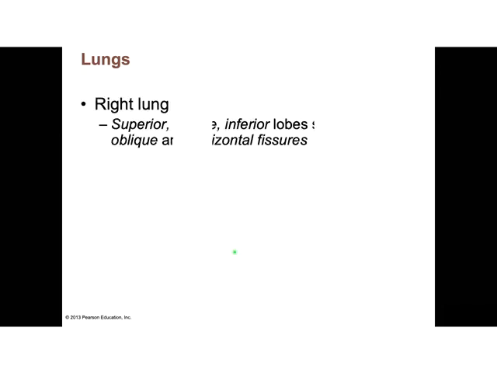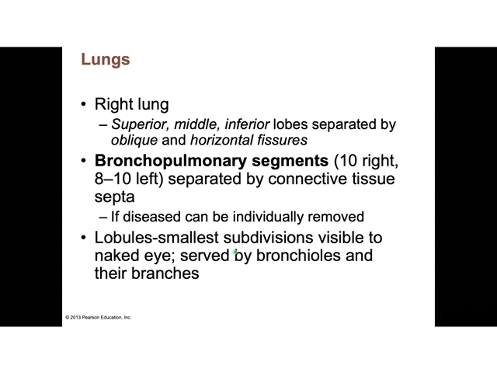The bulk of the respiration and the ventilation happens in the right lung, okay? So the right lung has 3 lobes, and about 10 segments in those 3 lobes, a total of 10 segments separated by connective tissue, right? And on the left side, we have between 8 to 10 segments in 2 lobes, okay? So if a lobe goes bad, we can take the lobe out and the integrity of the lung can be maintained. The lobules are the tiniest subdivisions, and they're served by bronchioles and their branches.